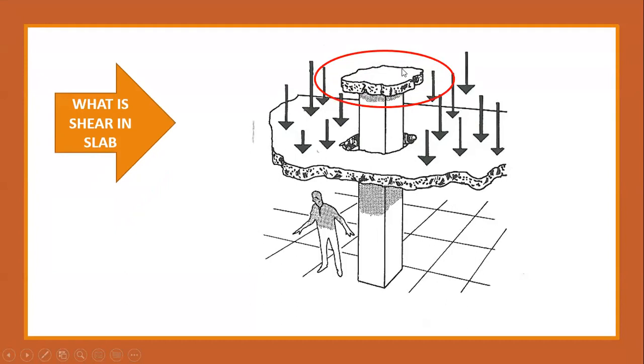So originally ang slab is nandito siya, but then due to the applied loads, nagkaroon ng punching hole and yung slab ay bumaba siya, no? So this is due to the reaction also of the column on the slab. So itong portion na 'to ng slab, ito yung tinatawag natin critical region for punching shear.